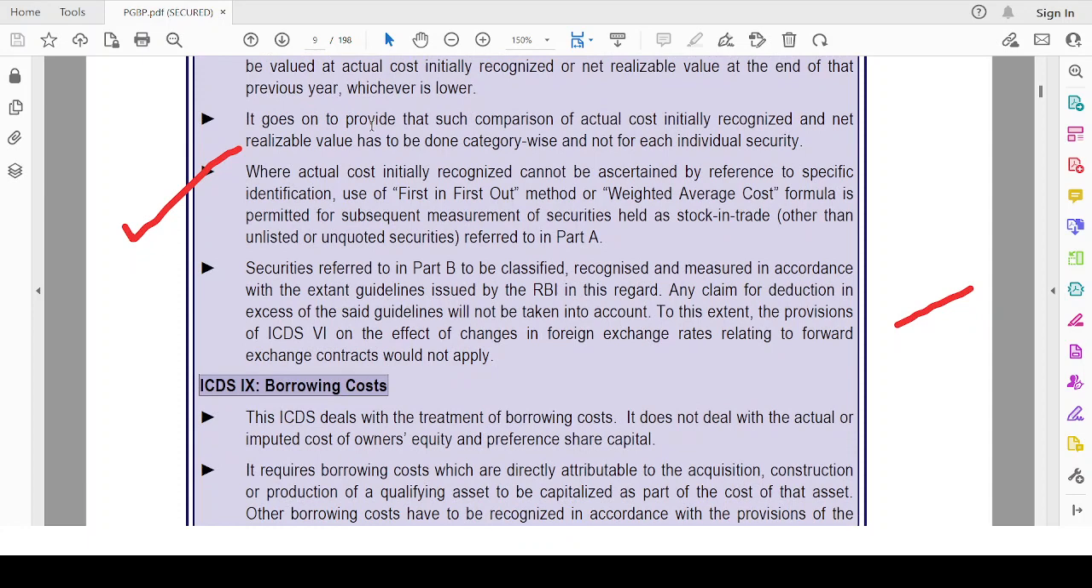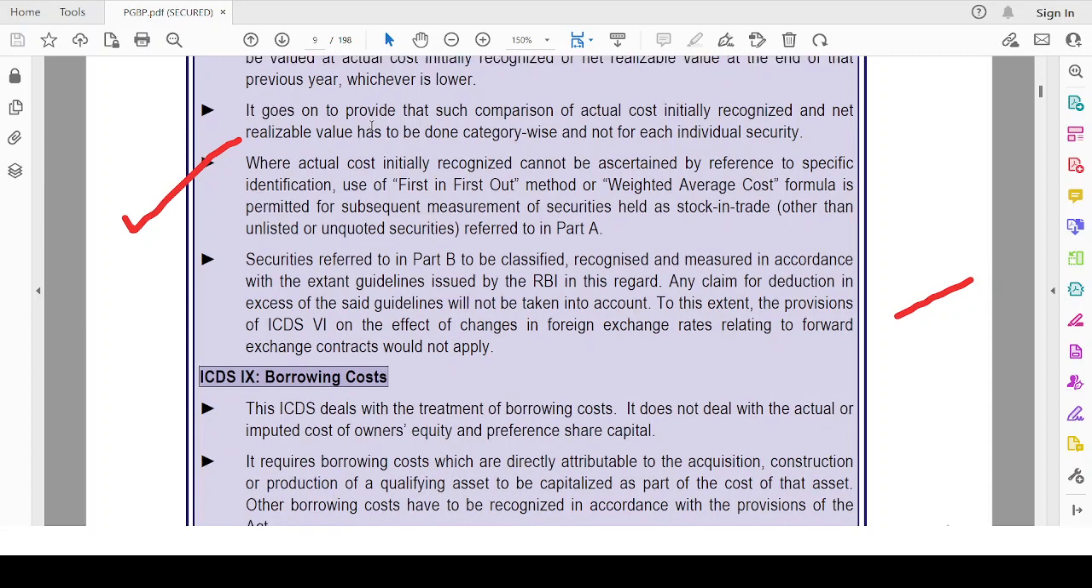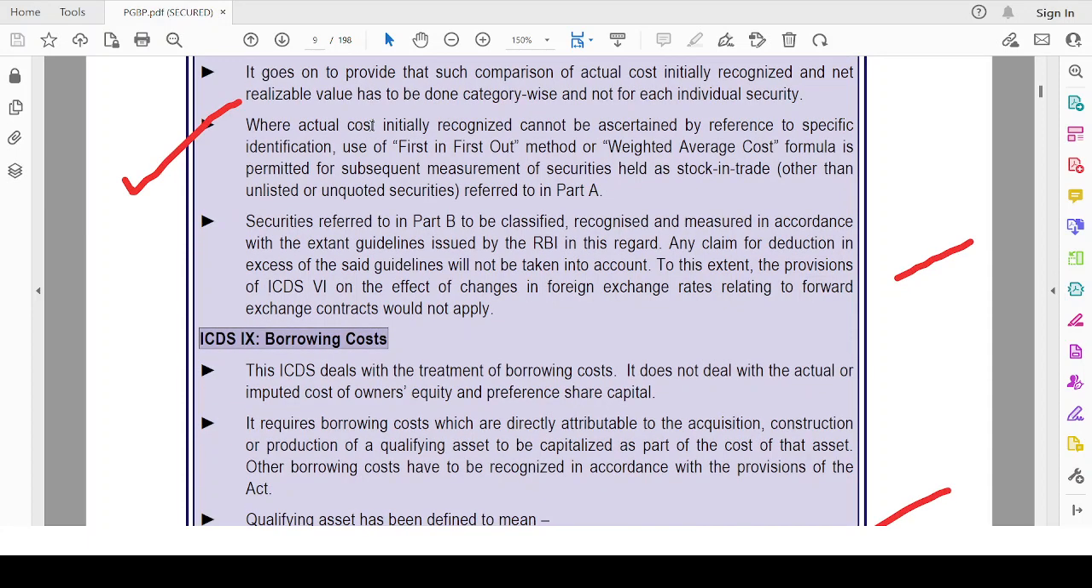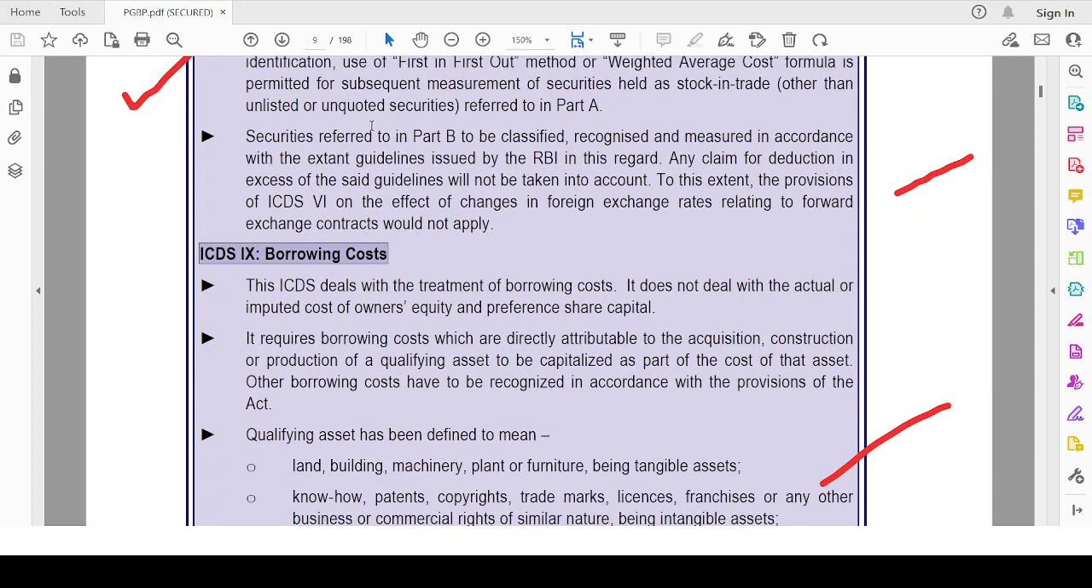And then I have to do it category wise and not for individual security. If I'm not able to ascertain the actual cost, then FIFO or weighted average method will be used. Okay. For Part B, which is basically the securities held by bank or financial institutions, I have to go in accordance with RBI guidelines. As simple as that.